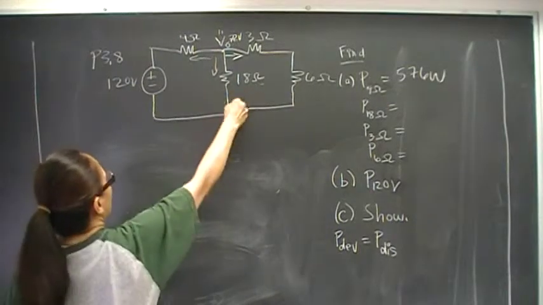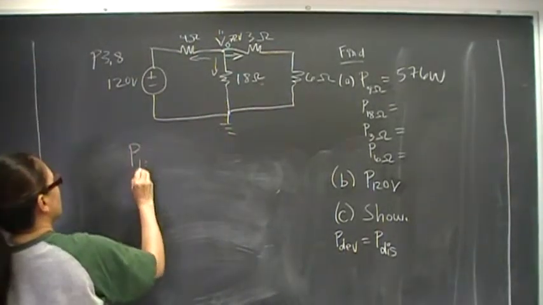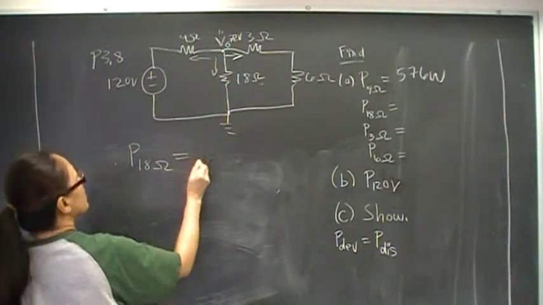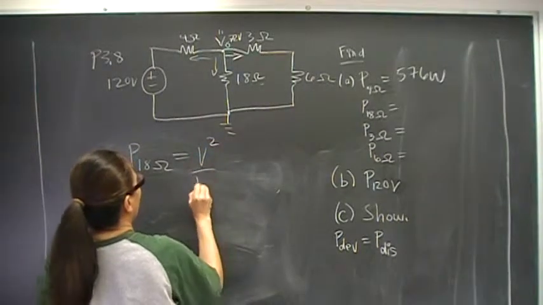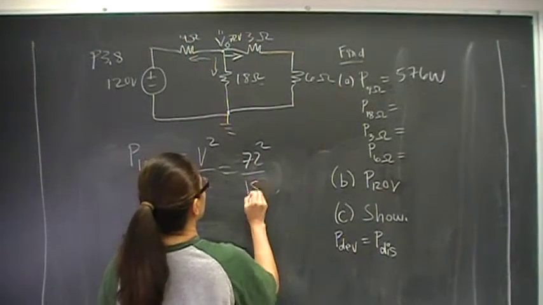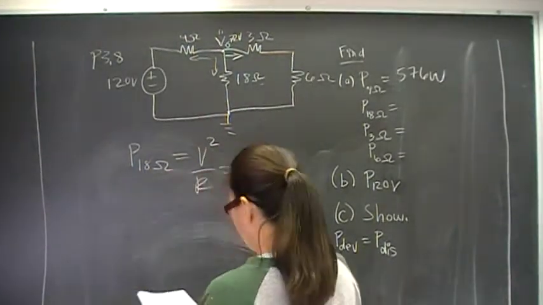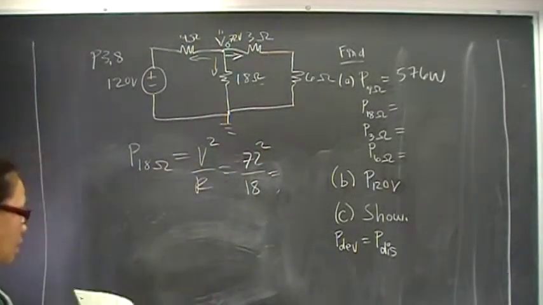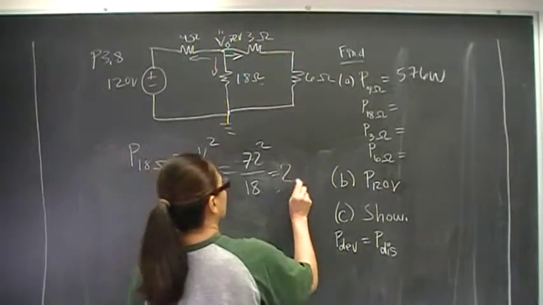And power through the 18 ohm resistor, P18 ohms, is equal to V squared over R, which is 72 squared over 18, which is 288.